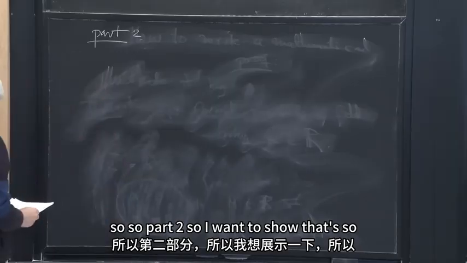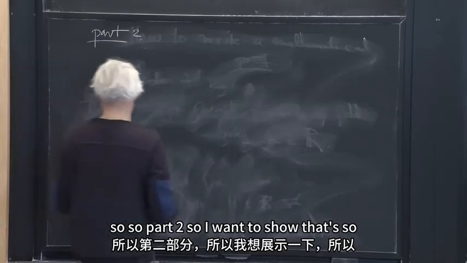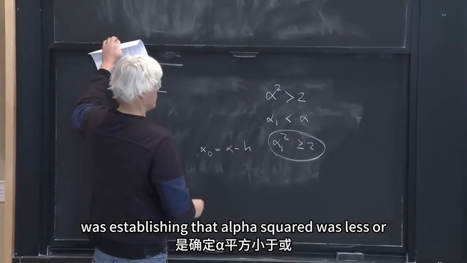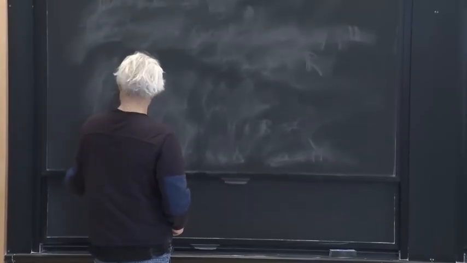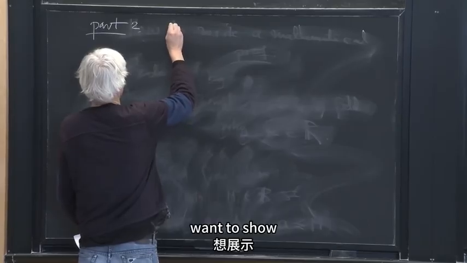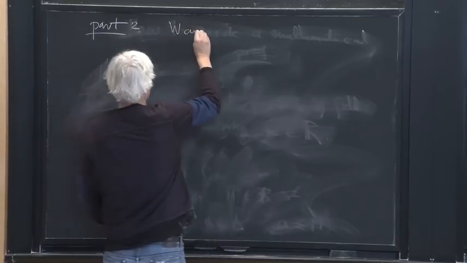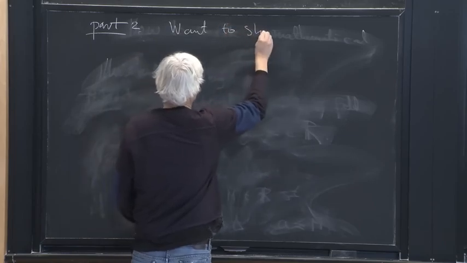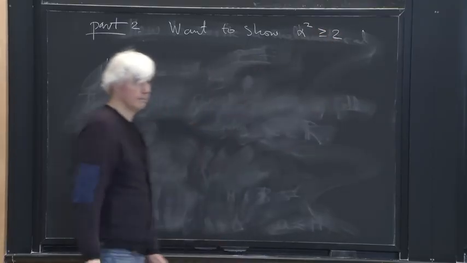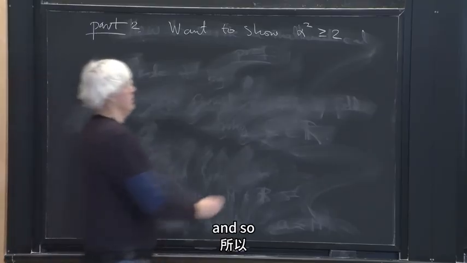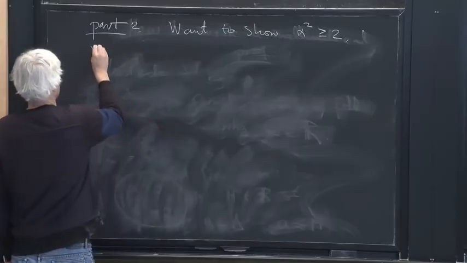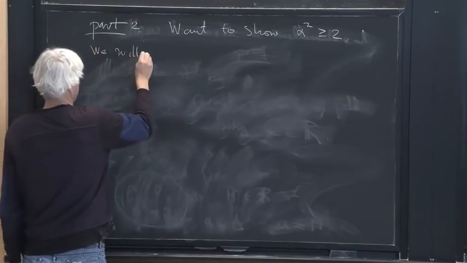So part 2. Part 1 was establishing that alpha squared was less or equal to 2. Now we want to prove, part 2, we want to show that alpha squared is bigger or equal to 2. Okay. And so again, we're proving this. We will show this by contradiction.